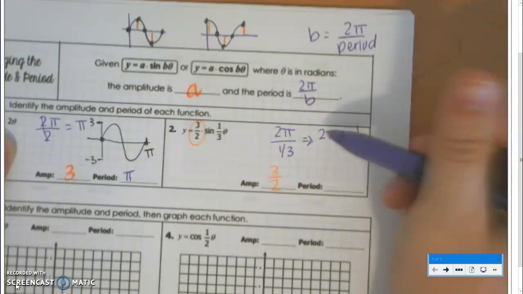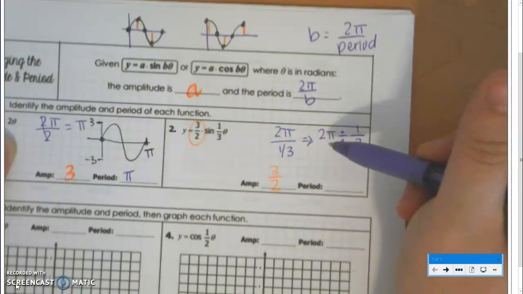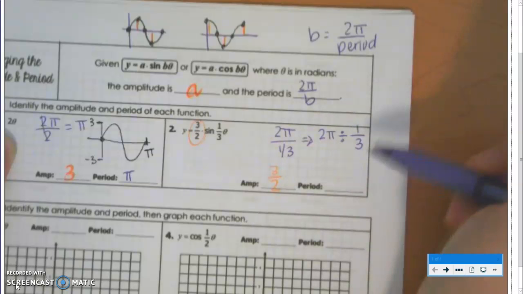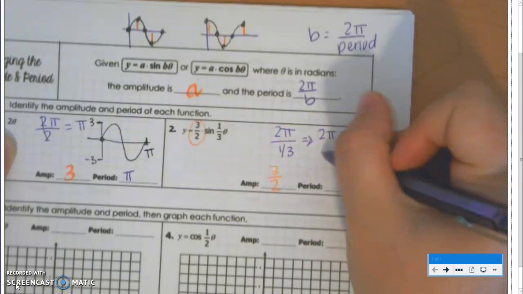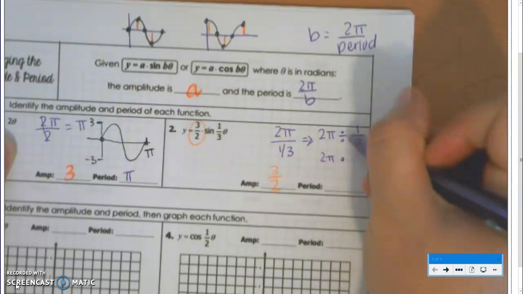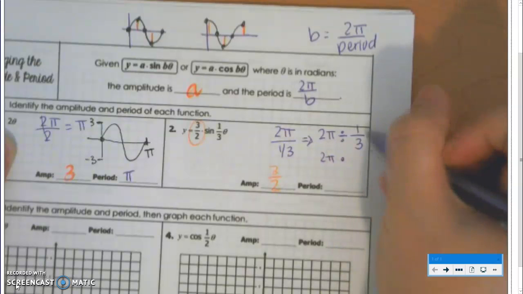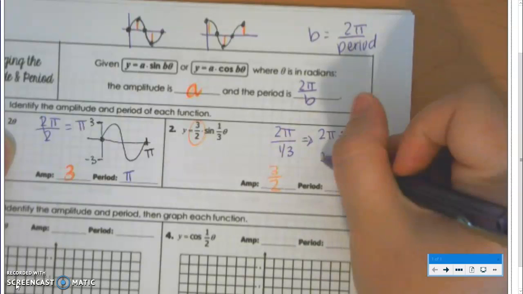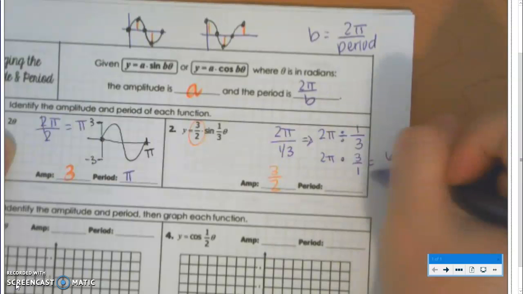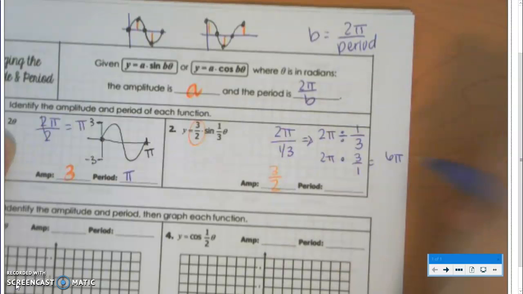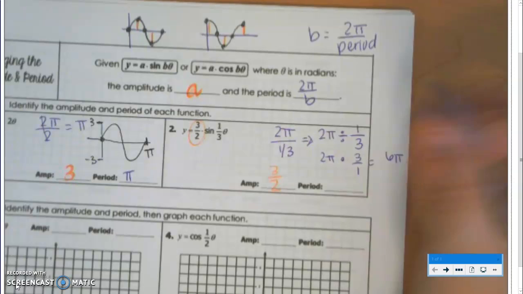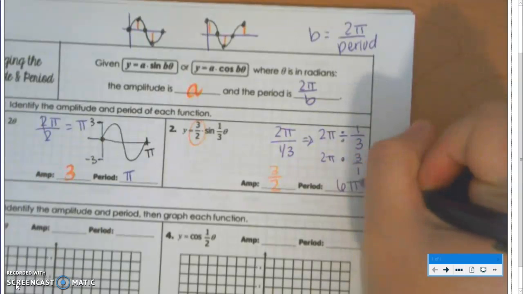And you can type this in the calculator if you want. Just don't push the pi symbol. Just do 2 divided by 1/3 and see what you get. But I'm going to keep, change that to a multiply problem and flip this. So 2 times 3 is 6 over 1. When 1 is in the denominator, that just becomes the same thing. So if in the calculator you did 2 divided by 1/3, you would get 6, which means 6 pi.